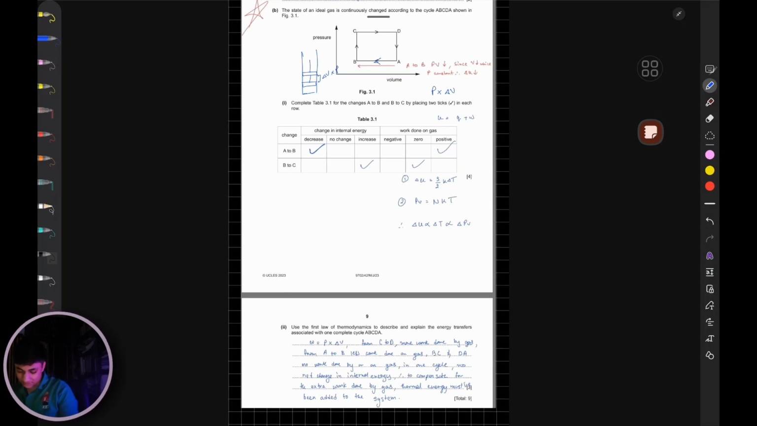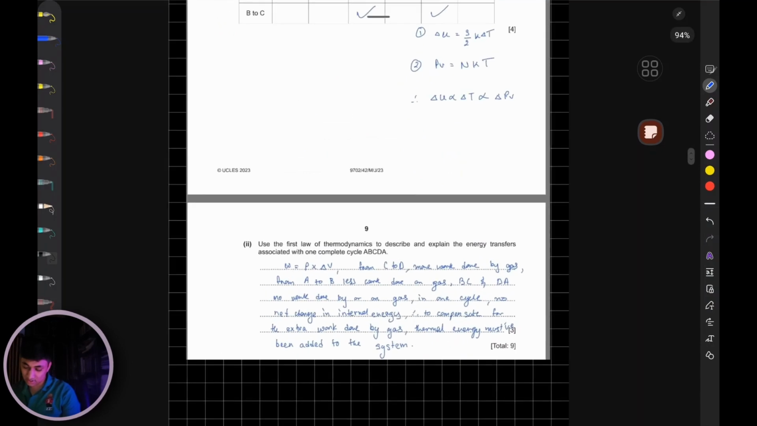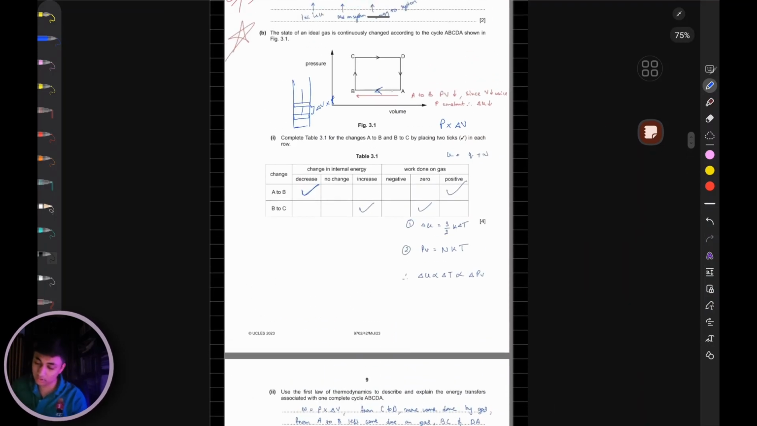In one cycle, no net change in internal energy. We know for this to come back to state A, there should be no change in internal energy. Because at this pressure and this volume, T is proportional to PV, it has a certain temperature. At this point of pressure and volume, it has a certain temperature. So, if the temperature is constant, you can never have a different internal energy.